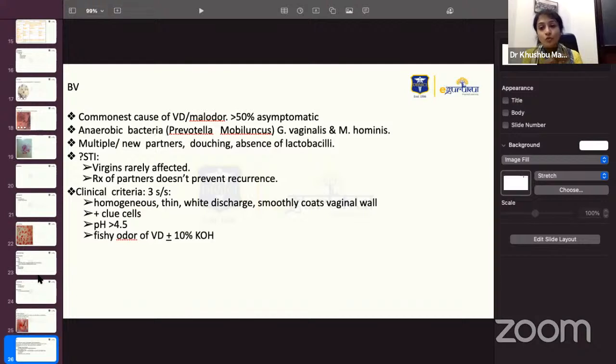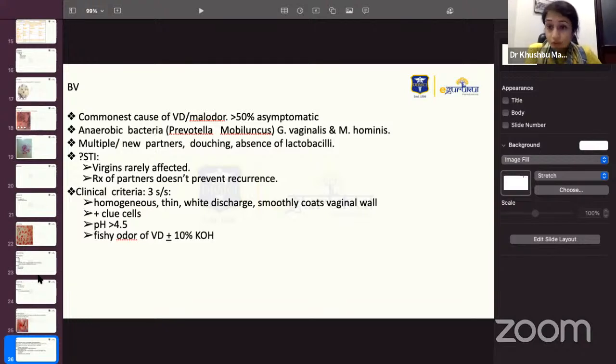It's more than 4.5. In fact, BV and T, both these are basic. In Candida, I get acidic pH. In bacterial vaginosis and Trichomonas vaginalis, I get basic pH. So pH is more than 4.5. Then, when I'm examining the discharge, I notice a fishy odor to the discharge, which is very, very characteristic of bacterial vaginosis, and I call it Whiff test. What is Whiff test?